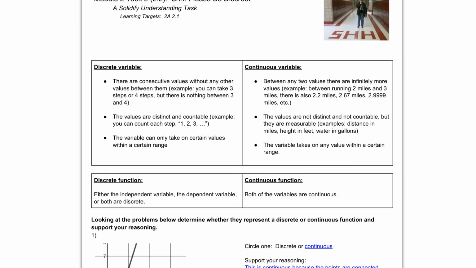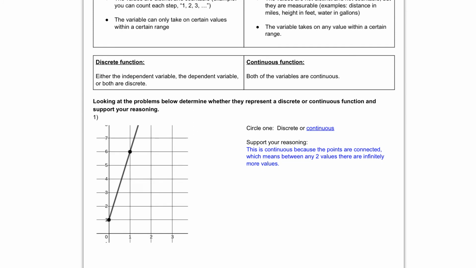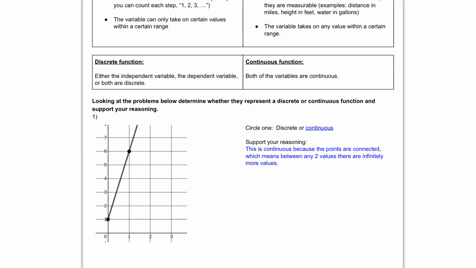Now let's take a look at question number 1, and we're going to decide whether it's discrete or continuous. I've marked it on here for us, and we're going to talk about why it is continuous. So it says to circle 1, so we're going to circle continuous.